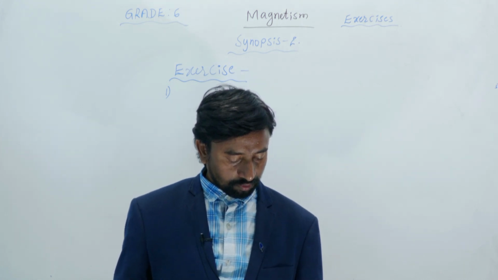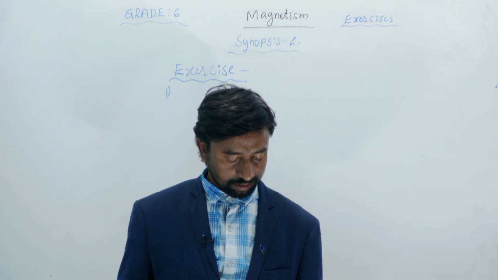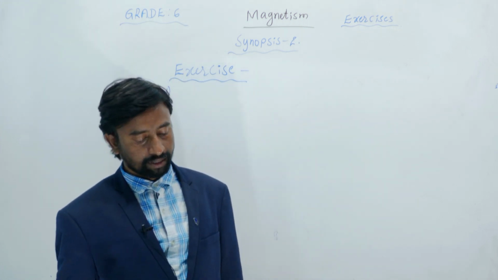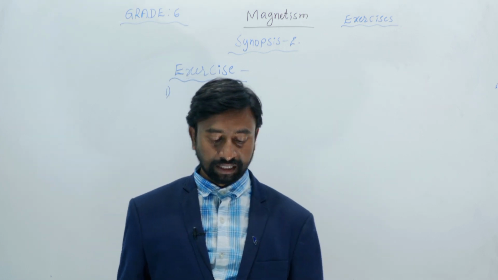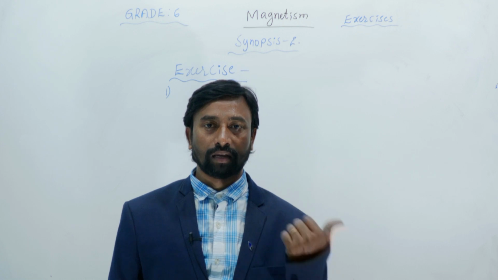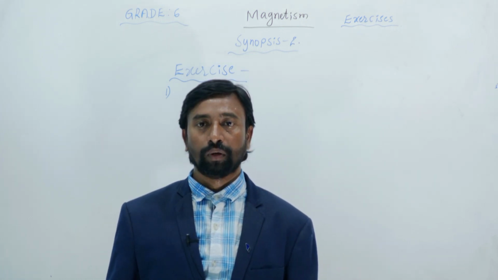Next question: which of the following properties of a magnet is used in navigation? That is due to the directional property. Due to the directional property, we can find the direction in navigation. We use the magnetic compass, which works due to the directive property. It shows the north, so that we can go in that direction.